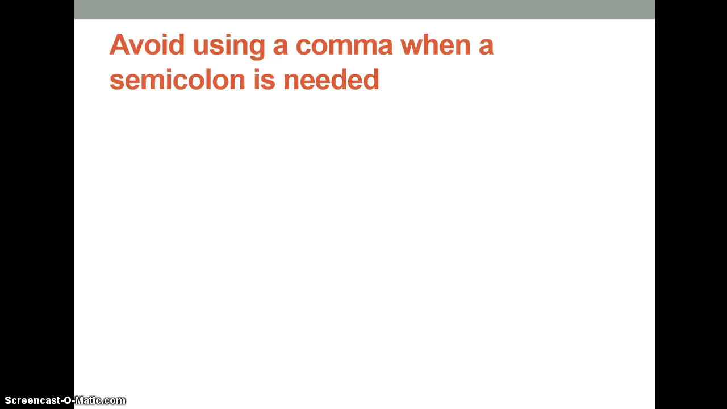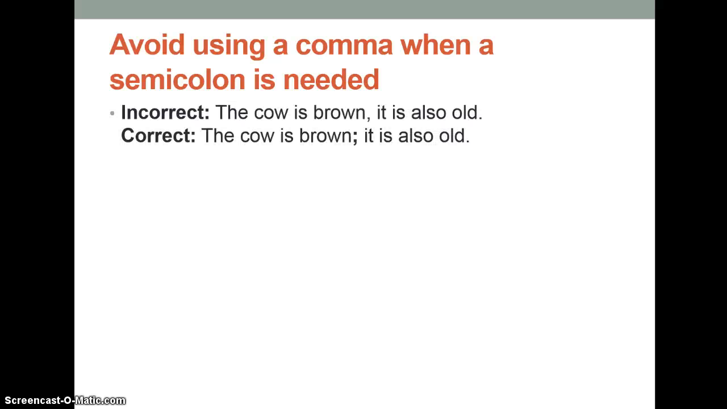We have a number now of more worked examples. Avoid using a comma when a semicolon is needed. So let's look at this. Incorrect: the cow is brown, it is also old. Correct: the cow is brown; it is also old. So if you think about it here, we're talking about the cow, but brown is a colour and old is an age. They are related to the cow, but as I said, it would be incorrect to put in a comma. And that's the point we're trying to make.